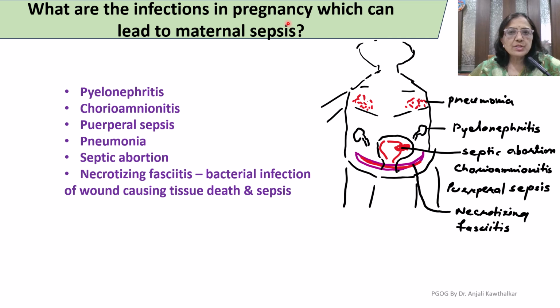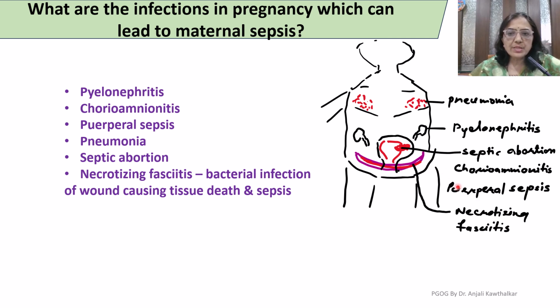Now, what are the infections in pregnancy which can lead to maternal sepsis? Commonly encountered infection. So, first is pyelonephritis. Pyelonephritis is one of the common causes of women going into septic shock. That is why it is at the top. Whenever there is a septic shock, chances of maternal mortality are very high.